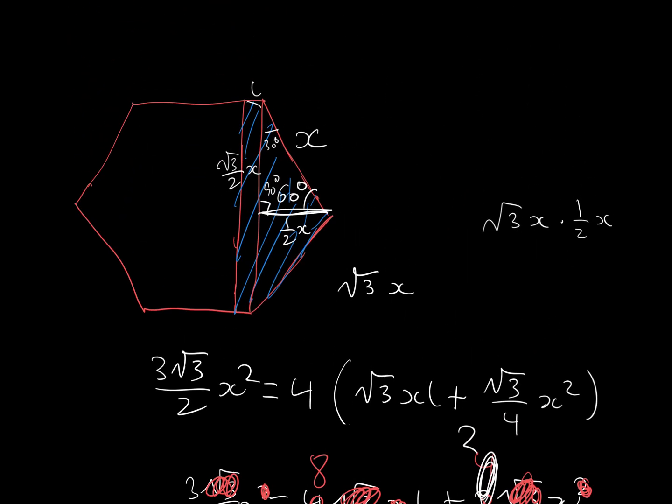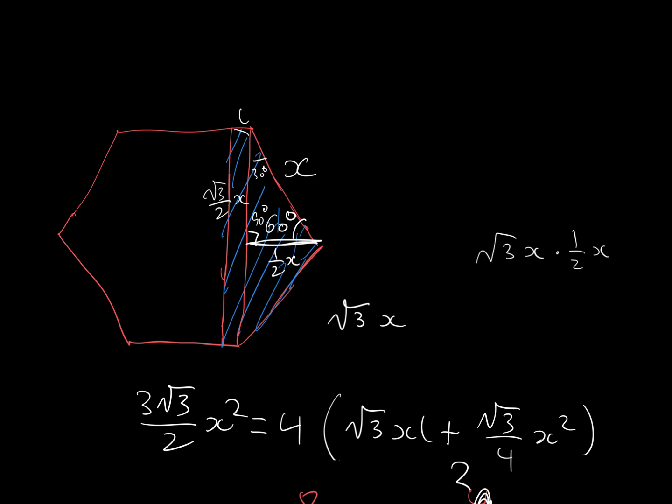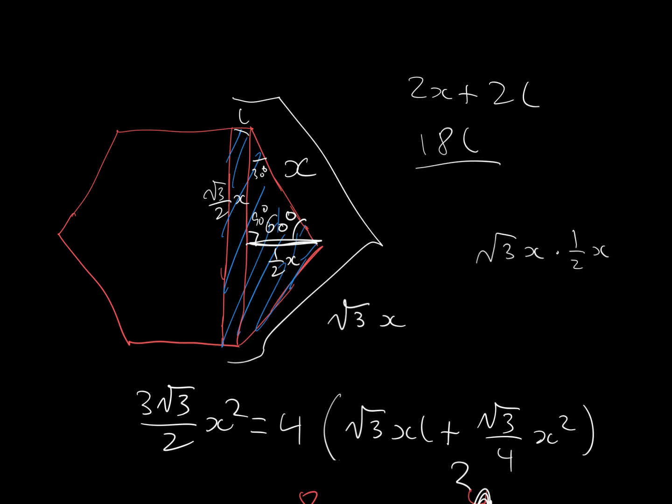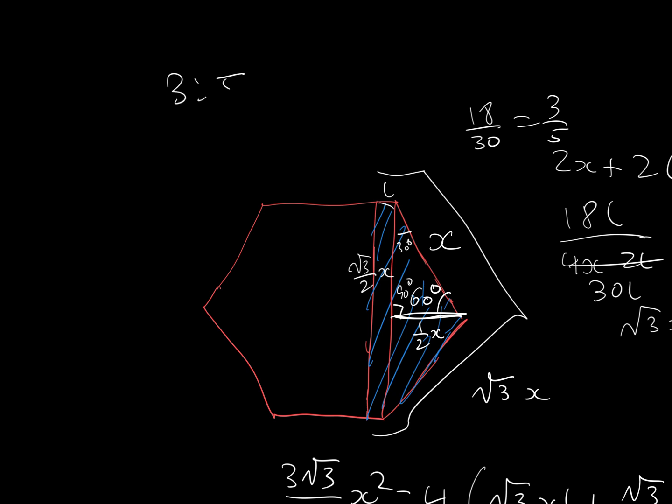Now let's work out how long each person walked. So the person who walked around this walked 2x plus 2l. So how much is that? That's 18l in total. Now the longer one walked 4x minus 2l, which is equal to 30l. So we have 18 to 30, which is equal to 3 to 5, and that is our answer. The ratio is 3 to 5.